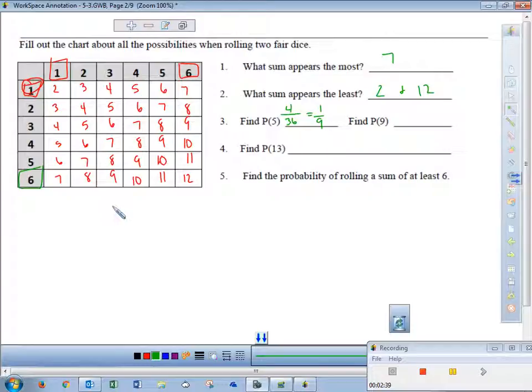Find the probability of 9. Well, that's 1, 2, 3, 4 different ways to do that. So the cool thing that we just figured out right here is it is equally likely to roll a 9 as it is a 5. You've got the same chance of doing that.